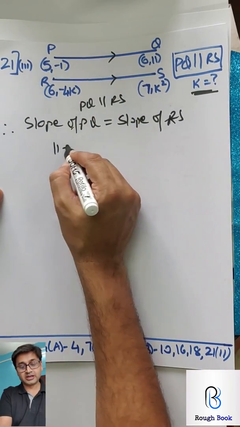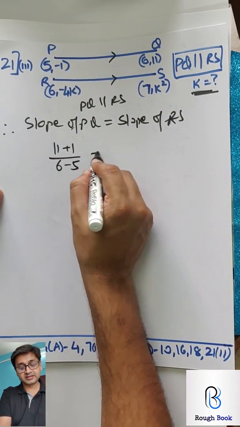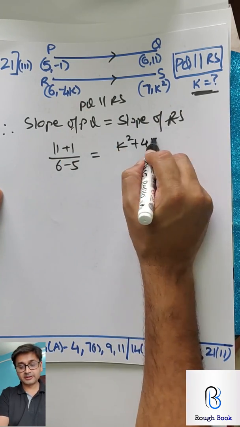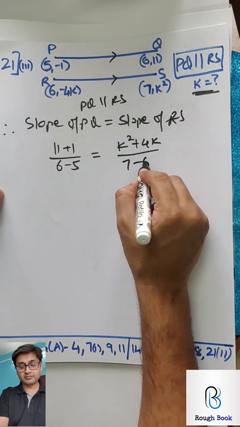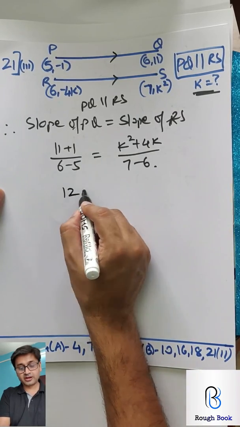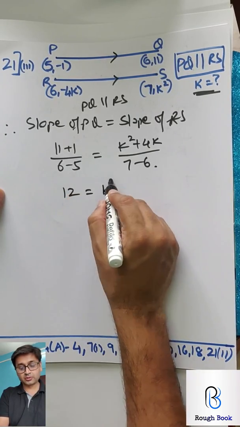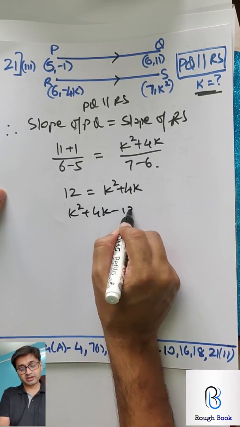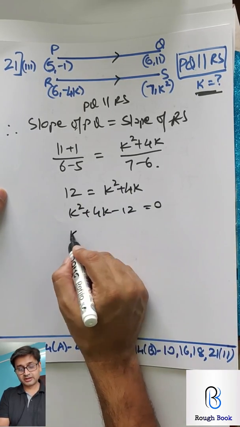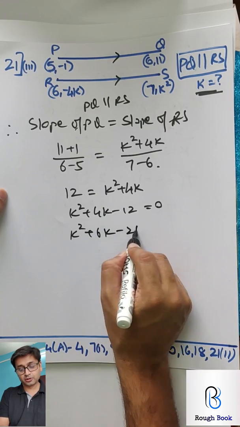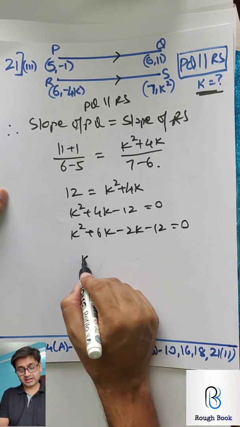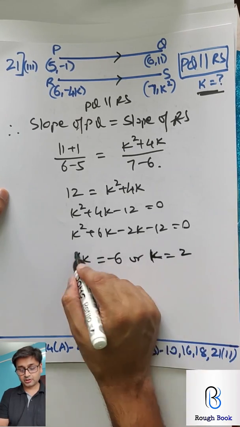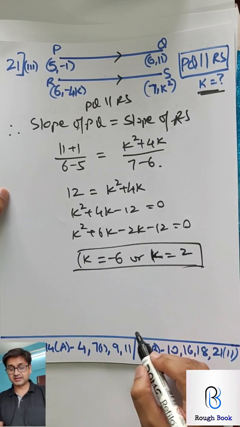So first PQ, 11 plus 1 and 6 minus 5. K square plus 4k upon 7 minus 6. So this is 1. 12 into 1 is 12. This is also 1. So k square plus 4k. So I will get k square 4k minus 12, 0. Splitting the middle term, 6 into 2. So I will get k is equal to minus 6 or k is equal to 2. Give both the answers and that's it.